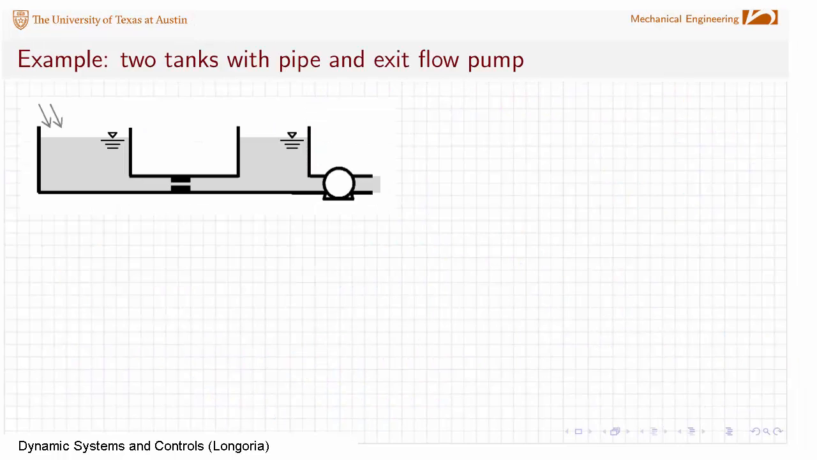Consider this example hydraulic system. We have two tanks with constant area, showing that there's a pipe in between with some resistance.